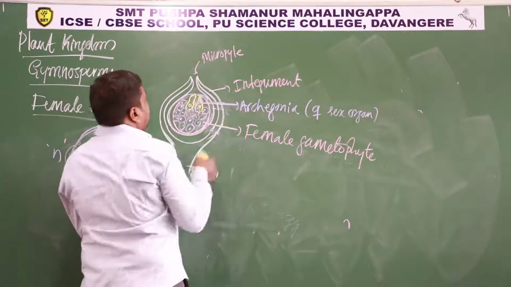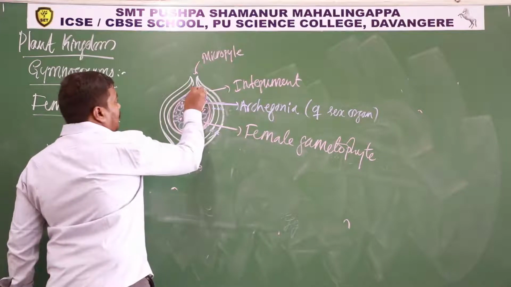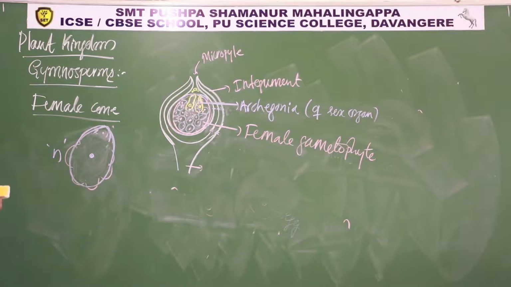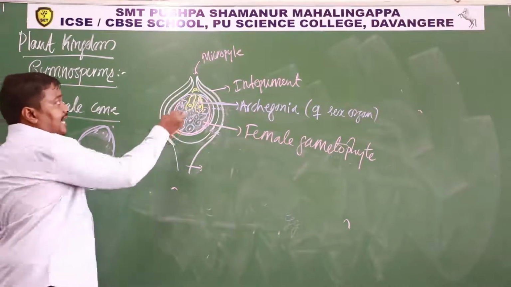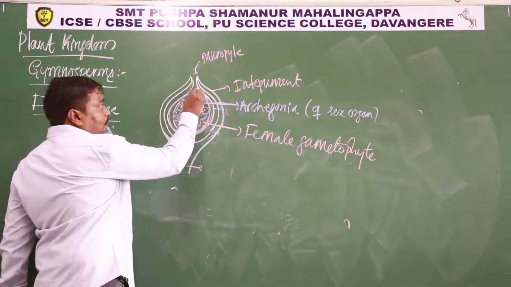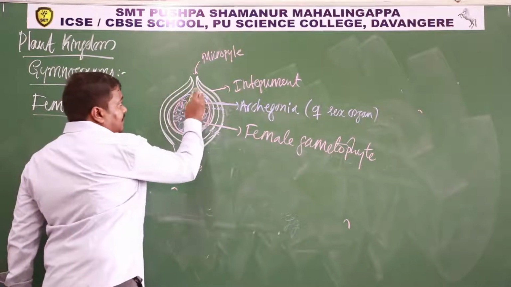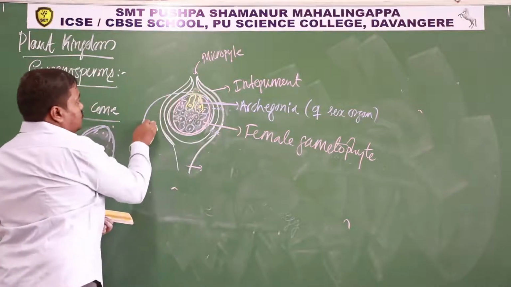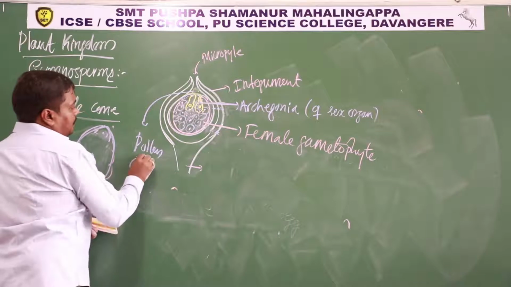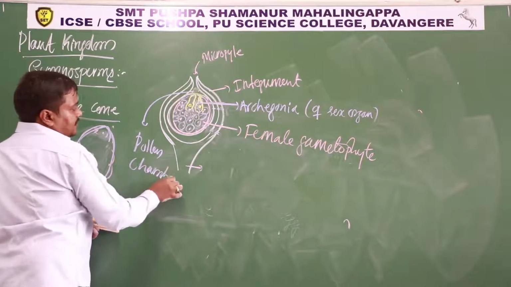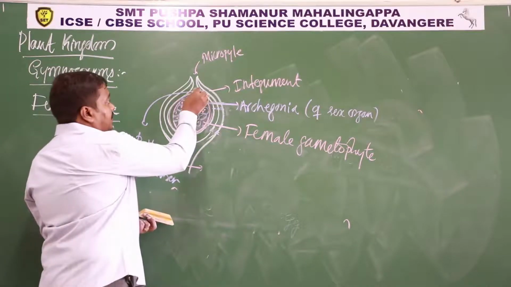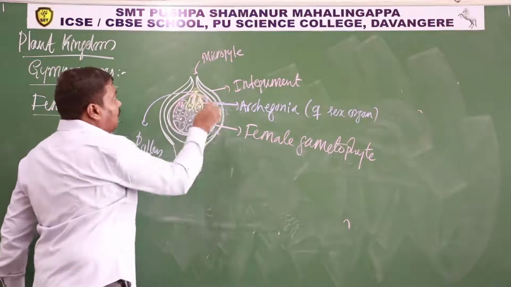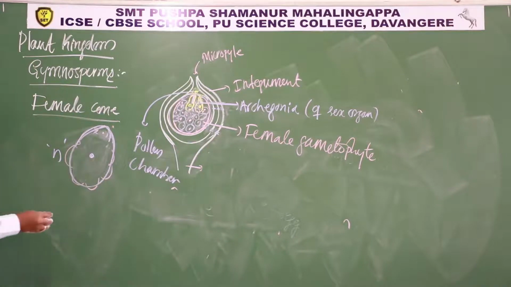Now through this micropyle pollen grain lands. So it is a winged pollen grain. By using air, wind as a pollinating agent, it carries the pollen grain deposited here, and this part is called a pollen chamber. So we call this pollen chamber. On this pollen chamber the pollen grain falls and it produces pollen tube. That pollen tube carries the male gamete.